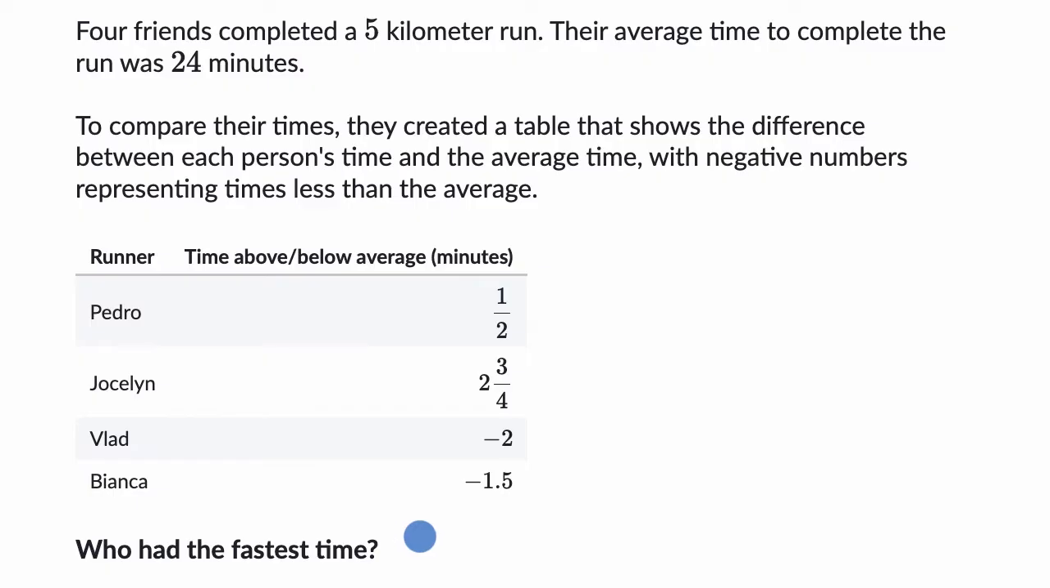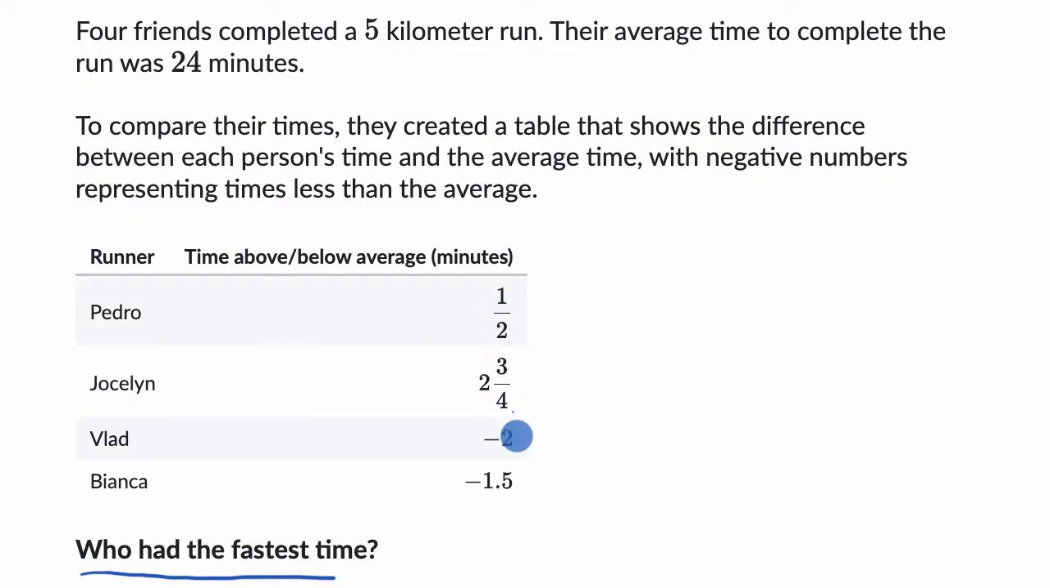Pause this video and see if you can figure that out before we do that together. All right. So the person with the fastest time is going to be whoever had the lowest time. Now, this is all compared to the average. So one way to think about it is whoever is the most below average in terms of time is actually the fastest. Or one way to think about it is whoever is the most negative.